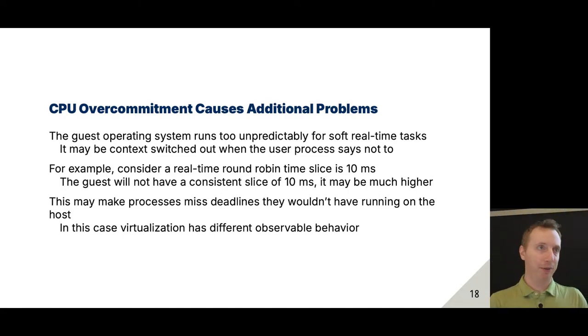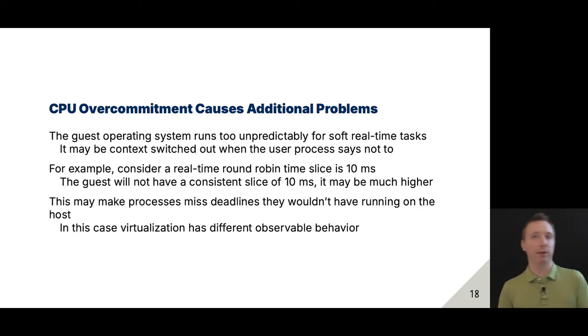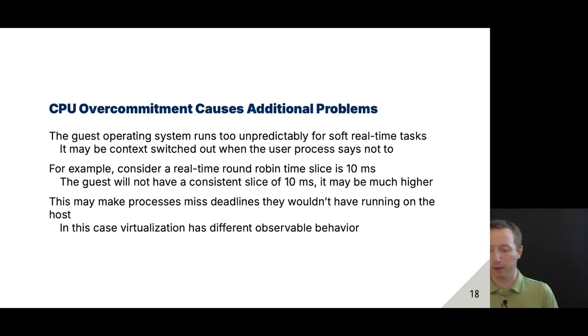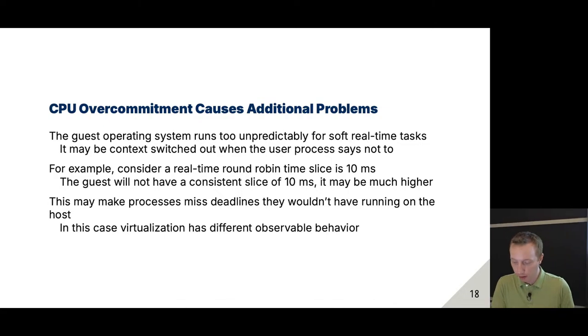And in this case, virtualization fails a little bit because we can actually observe different behavior. Now we can no longer hit all of our deadlines, but this is a very special case for very, very performance sensitive code.